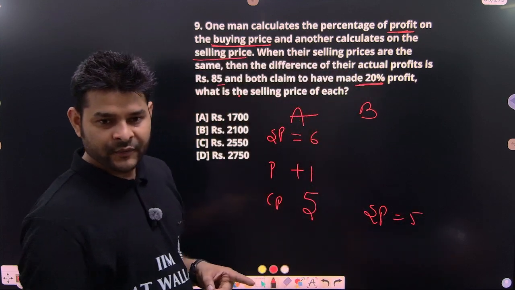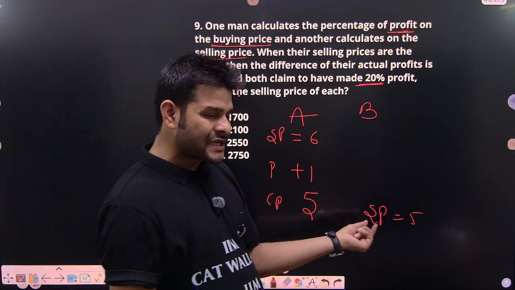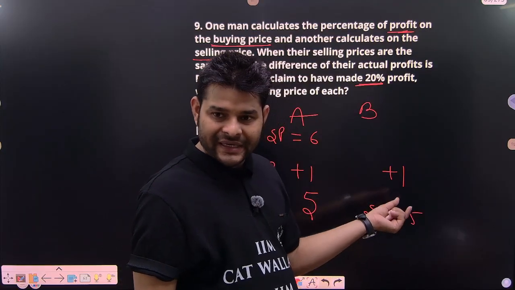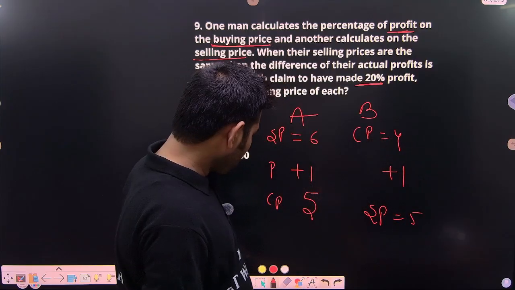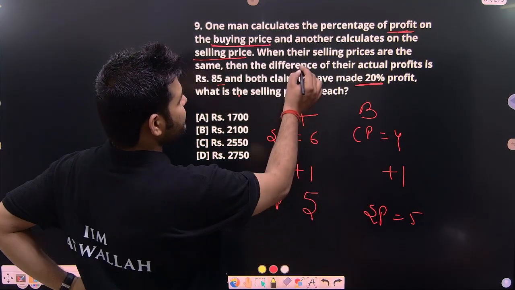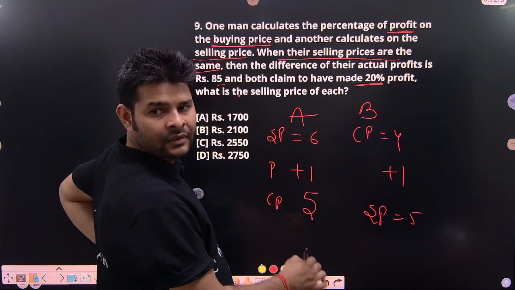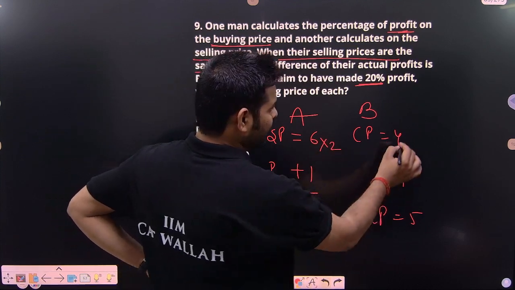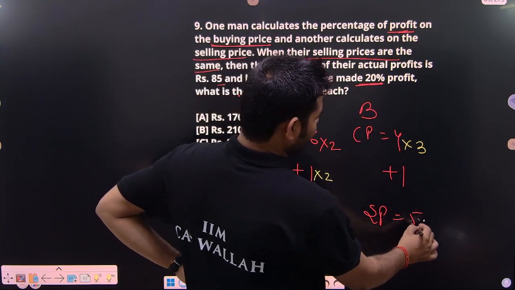Because the second man is calculating his profit on SP. So SP is 5. One is getting profit after selling at 5, so what would be CP? 4. CP would be 4. This is the condition. Both the men claim that the selling price of their items is the same, so you need to make them the same. You need to multiply by 2 here and by 3 here. That would be the same. In that scenario, you will get what?